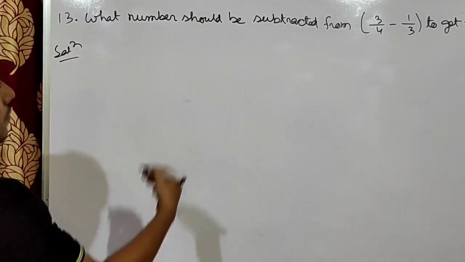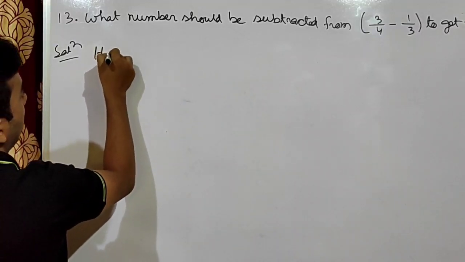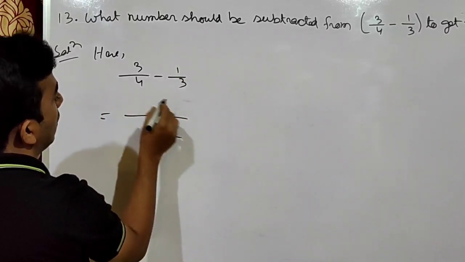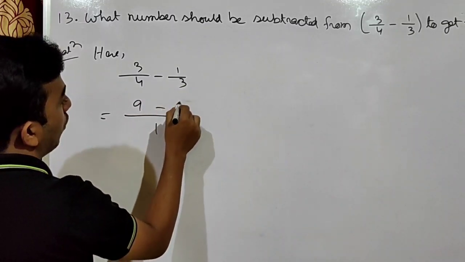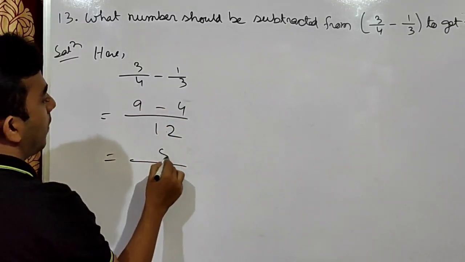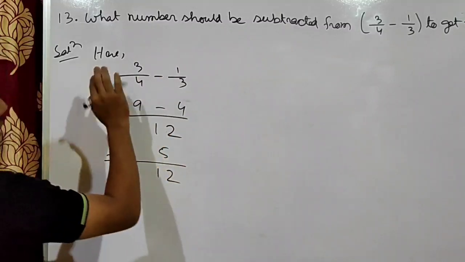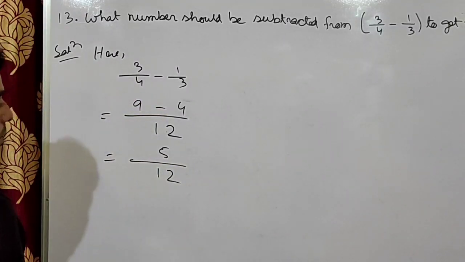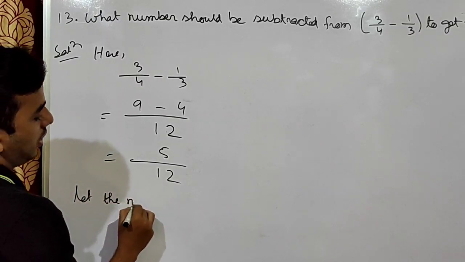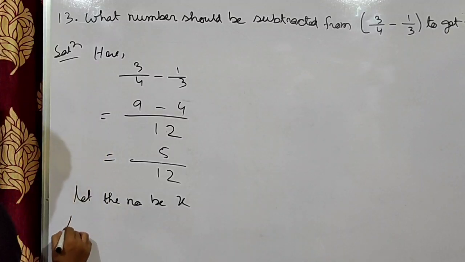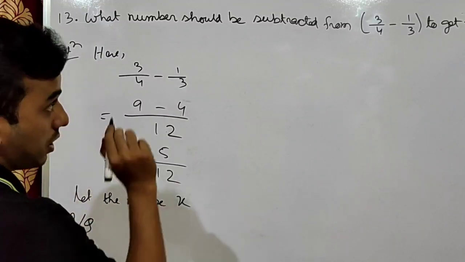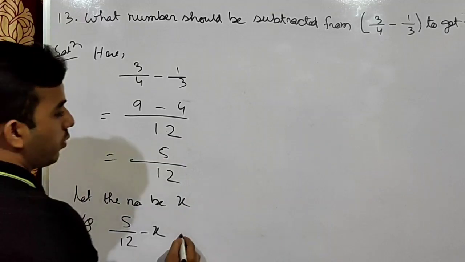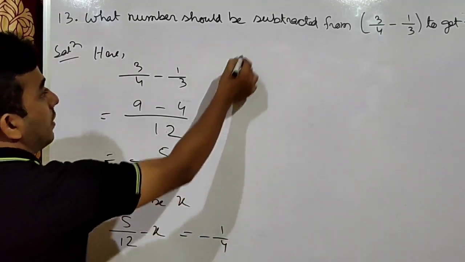First step: 3 by 4 minus 1 by 3 equals, take LCM 12, 3 into 3 is 9 minus 4 into 1 is 4. So 9 minus 4 is 5 by 12. So now our question is: what should be subtracted from 5 by 12 to get minus 1 by 4? Now let the number be x. According to the question, it is subtracted from 5 by 12, so 5 by 12 minus x equals minus 1 by 4. Up to this clear? Very good.